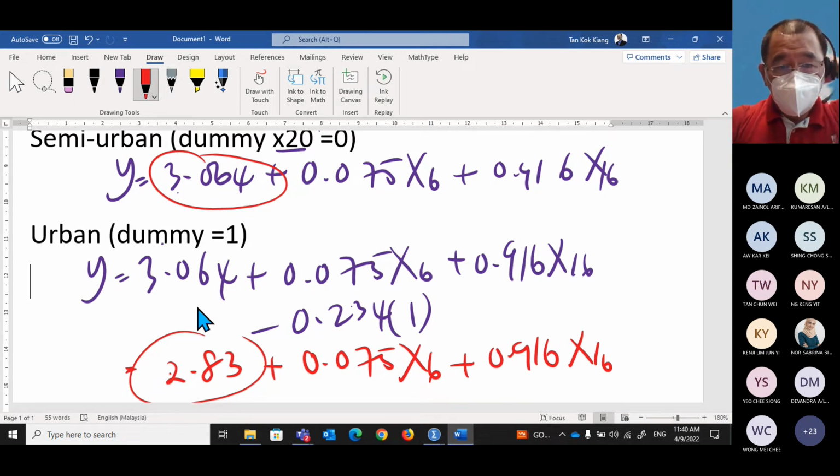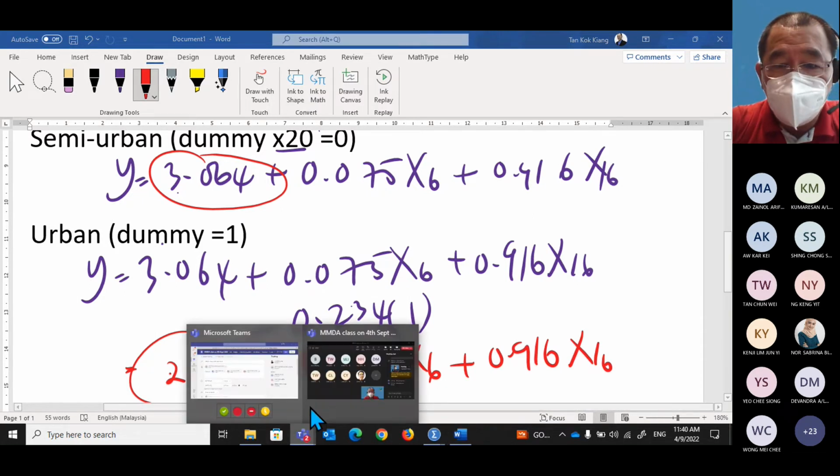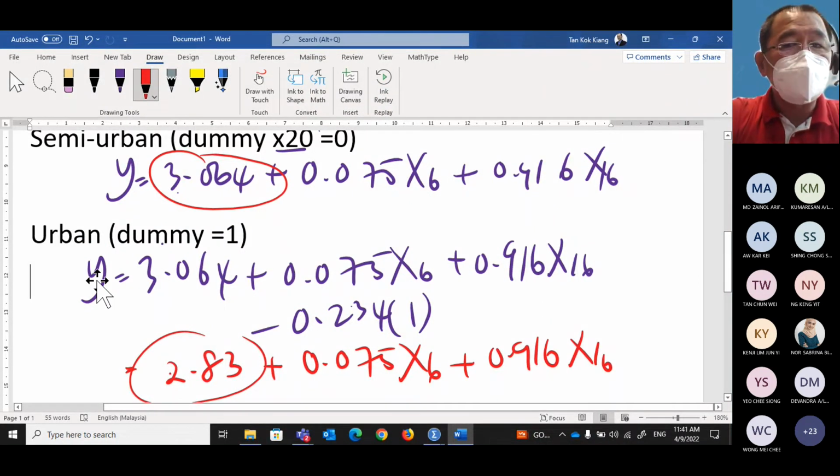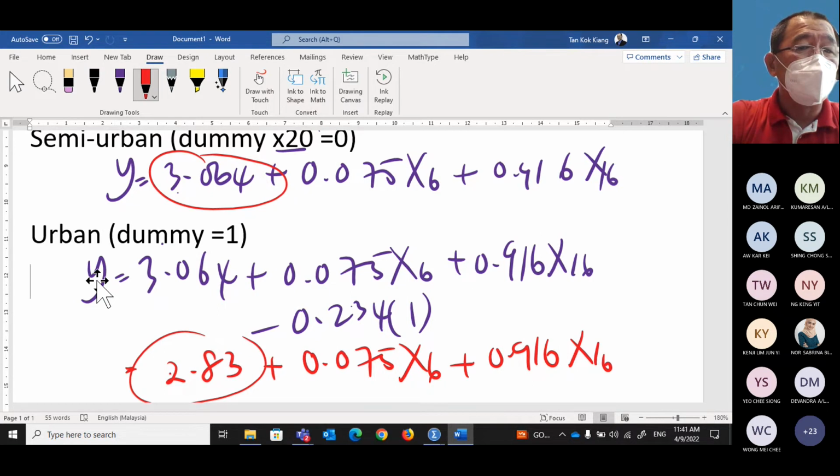Is there no problem? If no problem, now we see a little bit more. In general, you can say that the urban respondents feel that they are not too satisfied with the service and product of this company, because the intercept is quite small compared to the semi-urban. The difference is the intercept. Here 3 point something, here 2 point something.